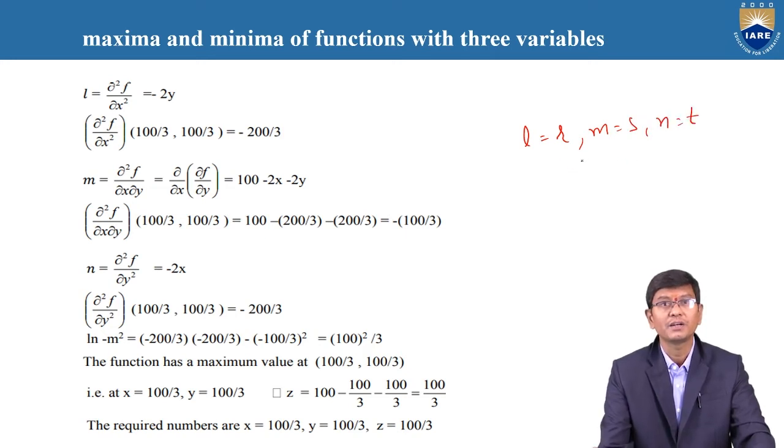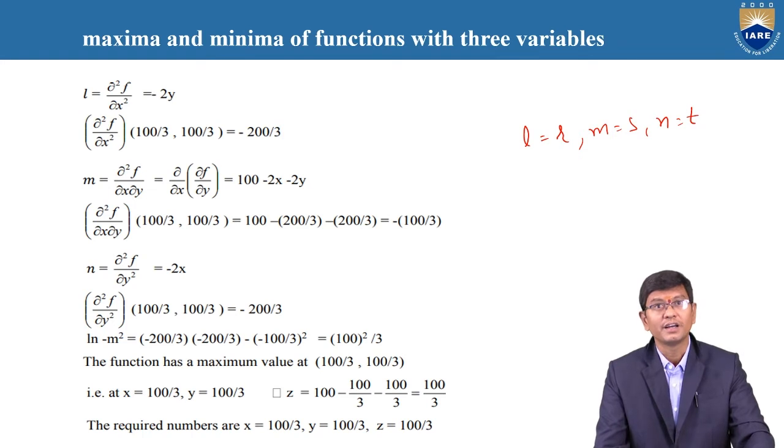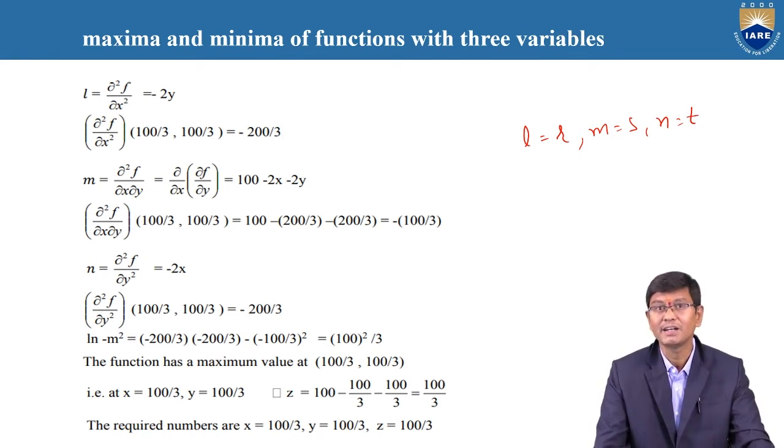Therefore, you need to follow L = ∂²f/∂x², which is once again the partial derivative with respect to x of ∂f/∂x, which you obtain as minus 2y. At the stationary point (100/3, 100/3), the final value of ∂²f/∂x² is clearly minus 200 by 3.